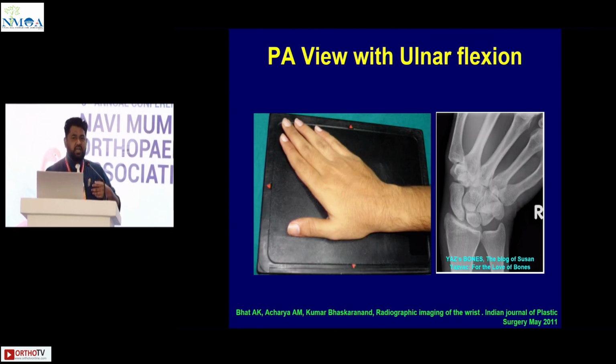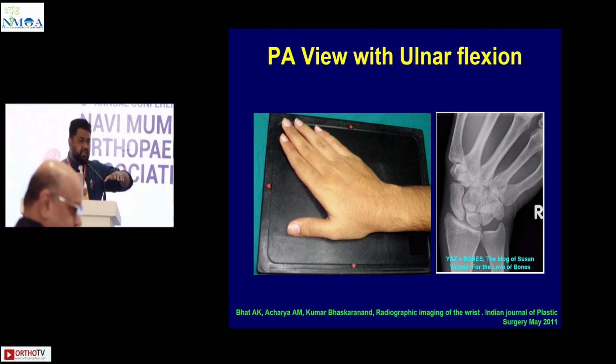Now, let us start with some of the dynamic views of the wrist. So, this is the PA with ulnar flexion view. Now, scaphoid is the most humble bone of all the 15 bones in the wrist. It is always in a flexed attitude, as if saying thank you very much. So, in order to identify the entire full profile of the scaphoid, it is necessary to have a good PA with ulnar deviation view. What happens in an ulnar deviation is that the scaphoid rotates dorsally and ulnarward, giving the entire profile of the scaphoid.